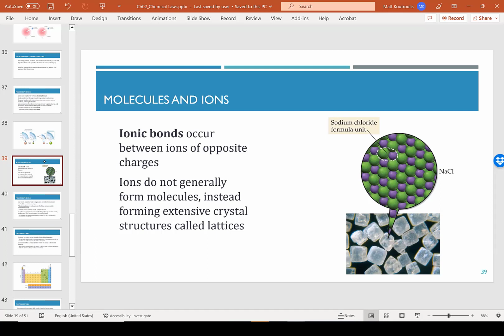Where does the formula come from then? NaCl looks like it's one sodium and one chlorine together, but it's really not one sodium with one chlorine. It's just the ratio. If I took this whole crystal and I counted them up, there would be as many sodiums as there are chlorines. It would be a 1-to-1 ratio. You agree that's more convenient than writing sodium 1 billion, chlorine 1 billion. Okay. So we always write ionic compounds in the lowest whole number ratio.